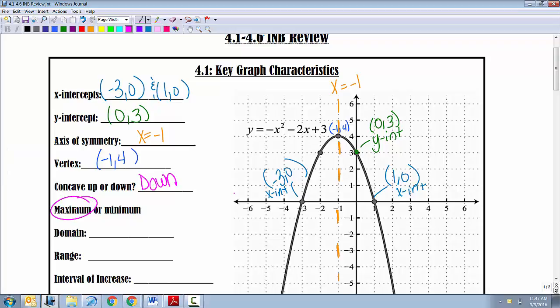Do you have any questions on anything we've done so far? Is there anything that confused you that we just did? If not, then I'm really, really happy because then you're going to do very, very well on the exam. Okay. All right. What is my domain for all parabolas? Go ahead, Dylan. -infinity to positive infinity. Good.